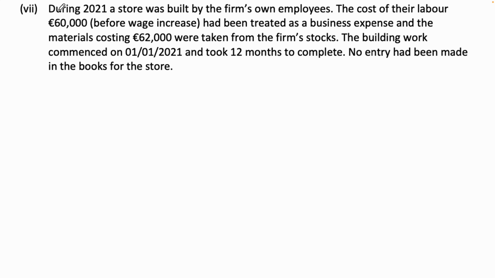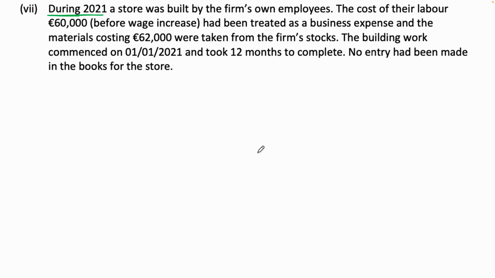So during 2021, so during the year, a store was built by the firm's own employees. The cost of their labour, €60,000, before the wage increase, had been treated as a business expense, and the materials costing €62,000 were taken from the firm's stocks. The building work commenced on the 1st of the 1st, 2021, and took 12 months to complete. No entry had been made in the books for the store.